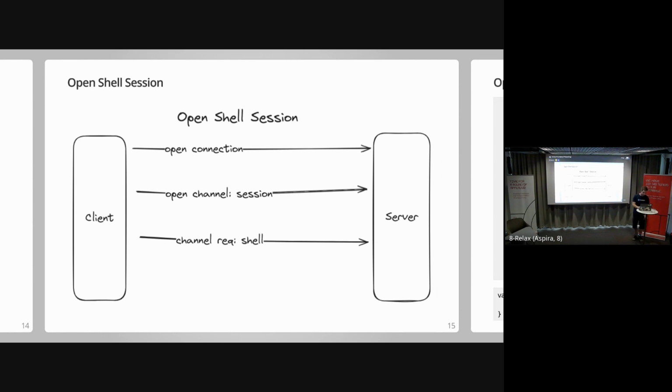Pictures finally. So this is the most common use case of the SSH, remote shell. The client opens a new channel of type session and then sends a channel-bound data request for the shell. So in a nutshell, this is what happens when you SSH to some server.